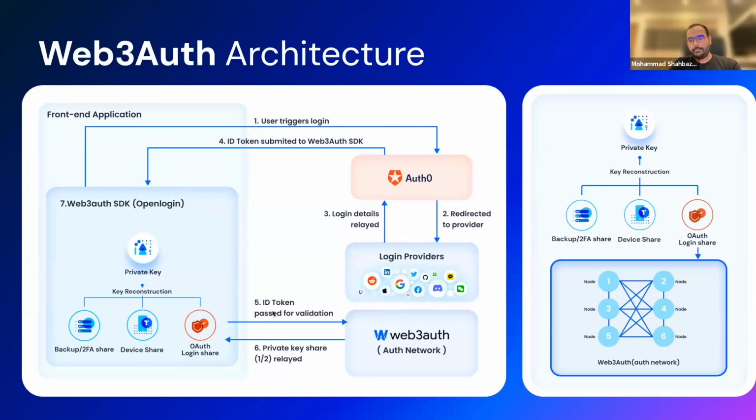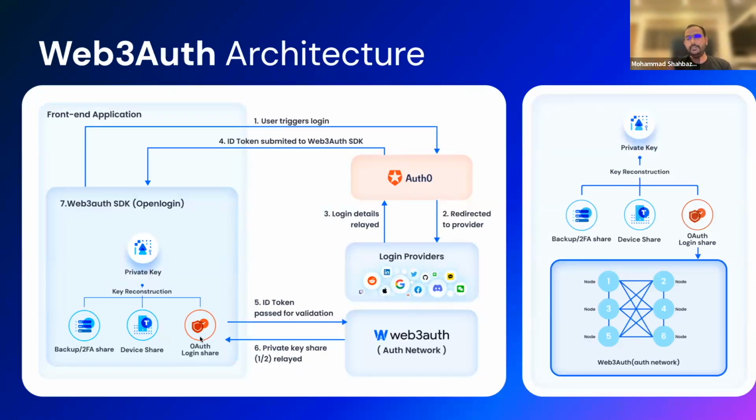What we care about is something called JWT tokens, in the form of an ID token. The ID token is passed to Web3Auth for validation, and then Web3Auth returns the private key share. In this case, there are three different factors into which the private key is split. One is the OAuth share, the second is the device share, and the third is the backup share or the two-factor share. For reconstruction of the private key, the default flow is that you need 2 out of these 3 shares.